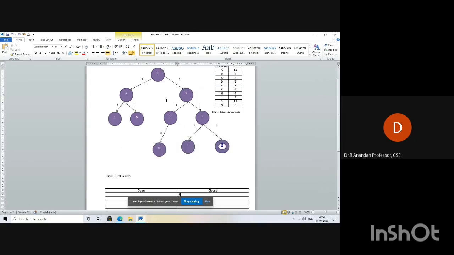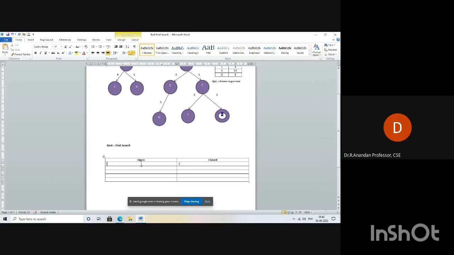S is a closed node. What are the open nodes here? We have two nodes, B and A. So I am writing the nodes B, comma A. B, comma A, and this is S. This represents the closed node. This represents the open nodes.